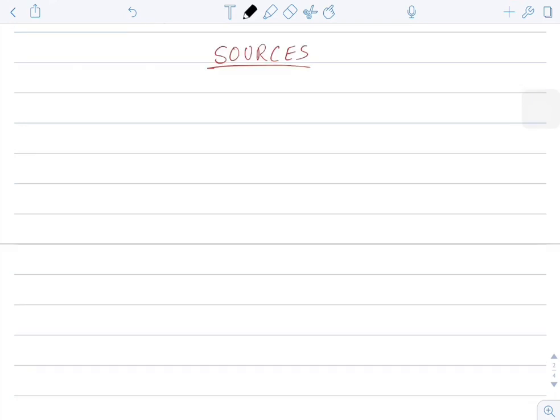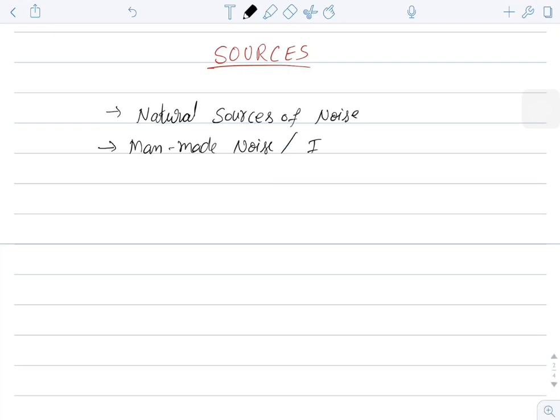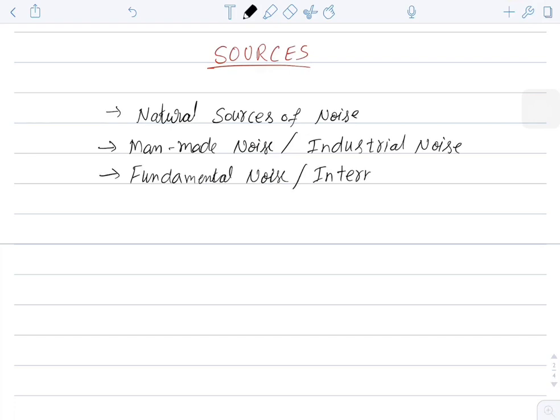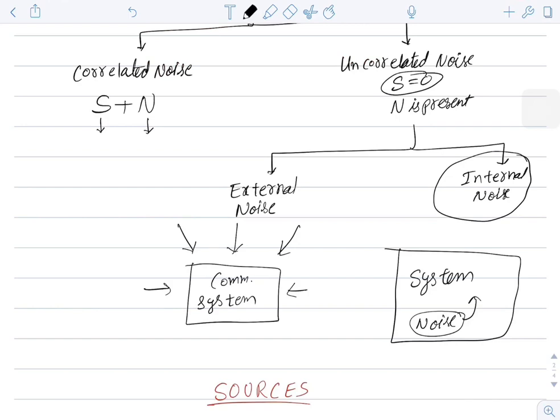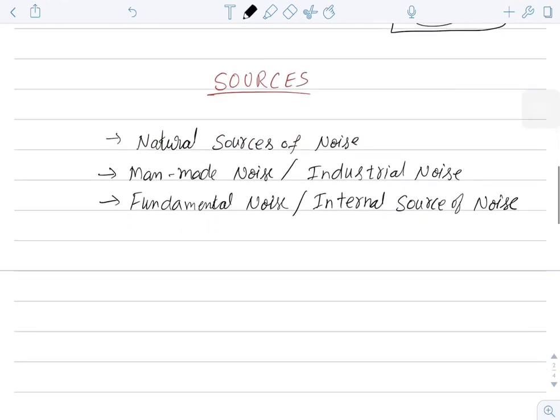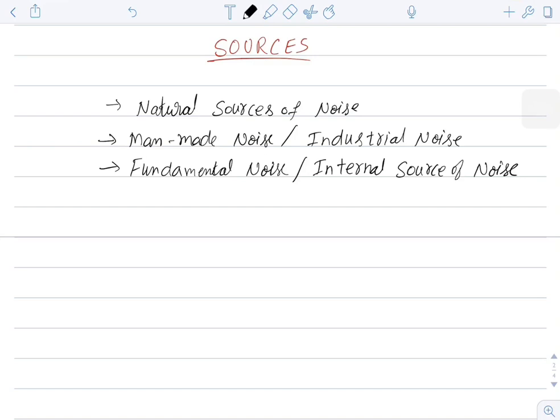Let us see what the different sources of noise are. The first one is natural sources of noise. The second one is man-made noise. You can call this man-made noise industrial noise also. The third one is fundamental noise. The other name for this fundamental noise is internal noise or internal source of noise. This fundamental noise is nothing but the internal noise that we have already categorized. Let us see all these sources one by one.